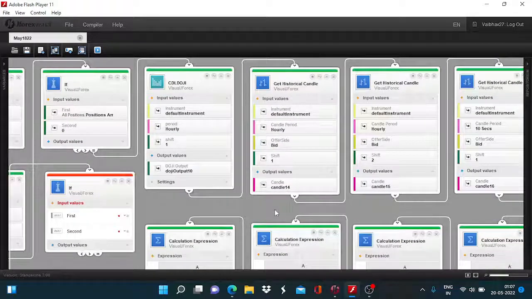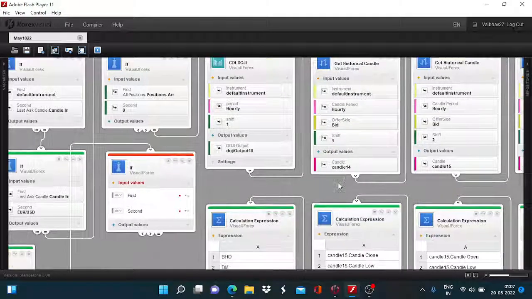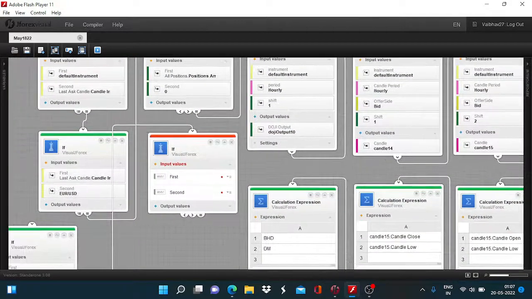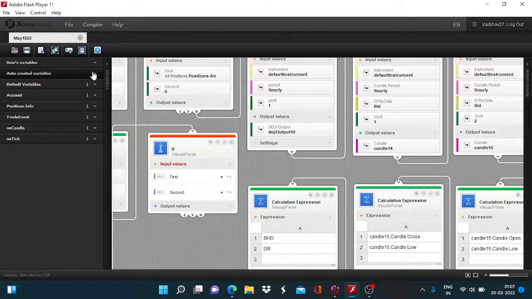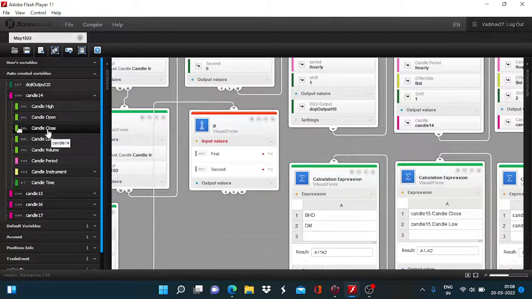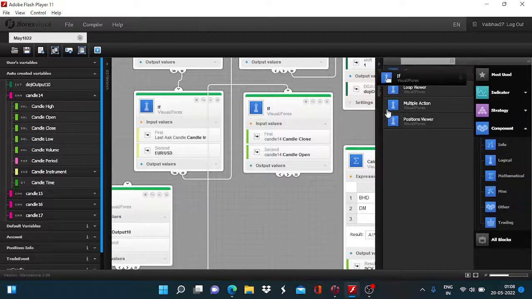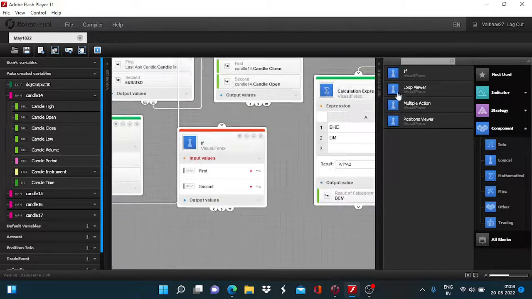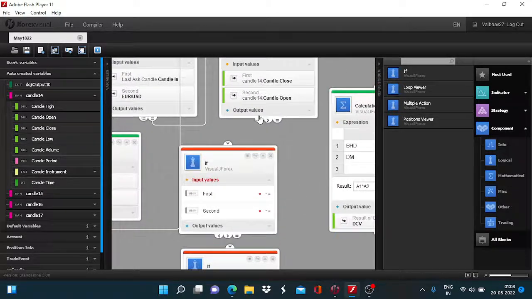Then we consider the last hour's candle formation. We need the closing price of the last candle, which is candle 14, to be greater than the opening price. So we compare auto-created variables, candle 14 candle close, with candle 14 candle open. First input greater than second input.